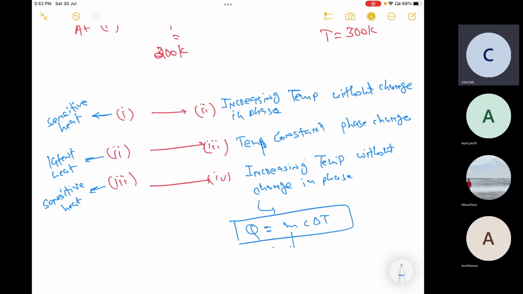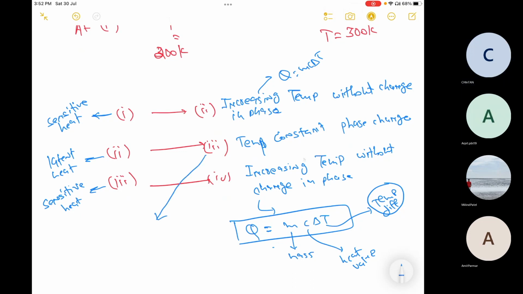M is the mass, C is the specific heat, or sensible heat value, and delta T is the temperature difference, whatever temperature difference we have. Similarly here we can write Q is equal to mc delta T. And for this case, we can write Q is equal to m lambda, where lambda is the latent heat. So remember these things.